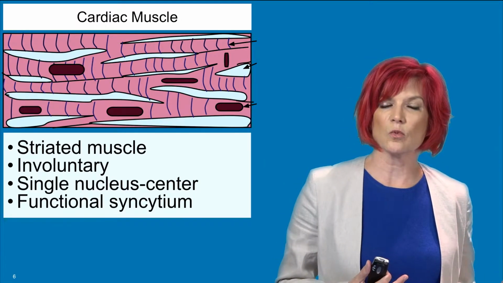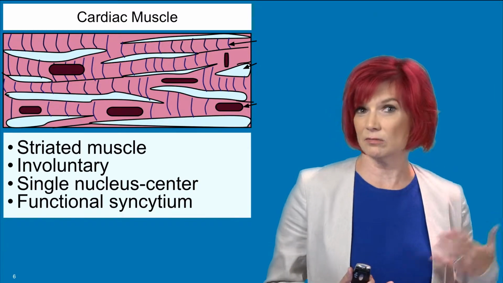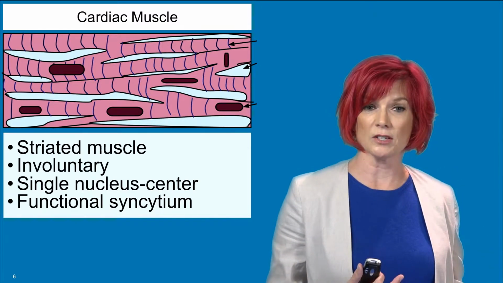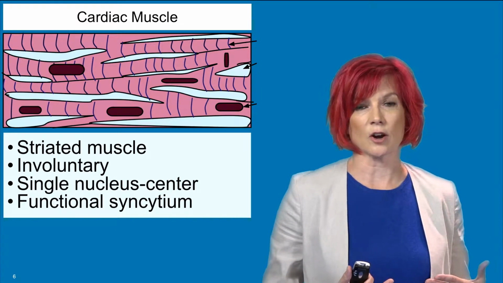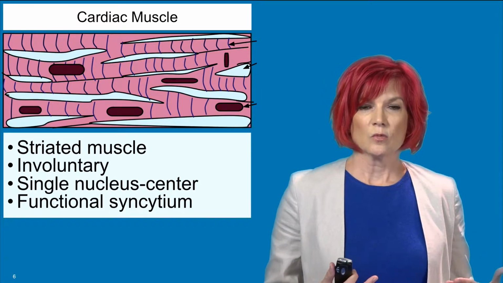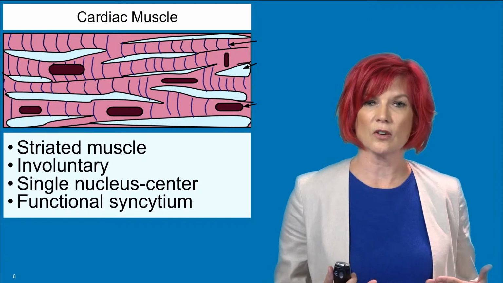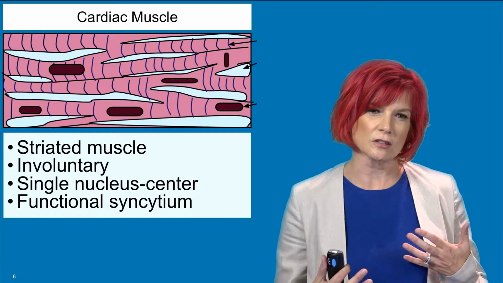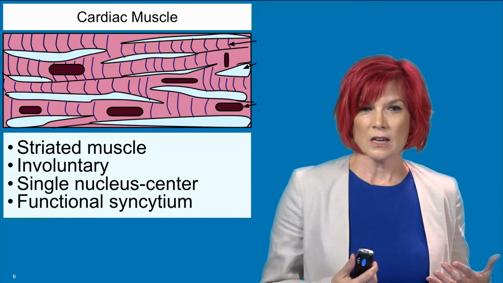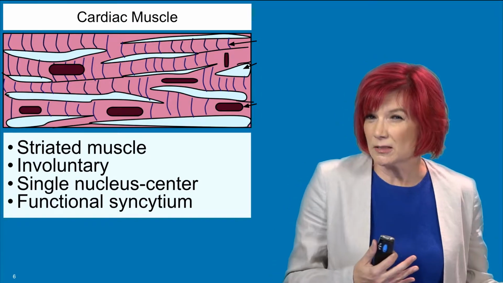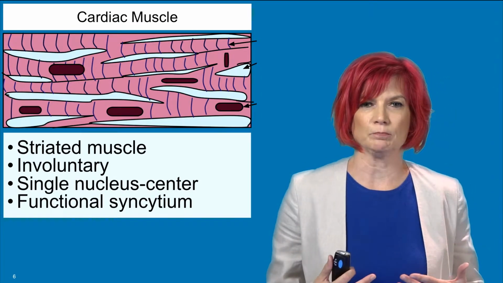Cardiac muscle is one of 2 different types of striated muscles. Cardiac muscle, like smooth muscle, is involuntary. The nucleus is also at the center of the cardiac muscle fiber. What also makes cardiac muscle similar to skeletal muscle are these distinct striations that occur inside the cardiac muscle. The cardiac muscle, like the smooth muscle, is able to act as a functional syncytium.